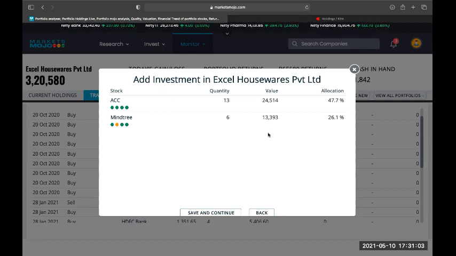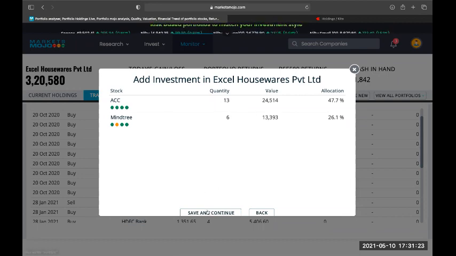So it is checking the parameters at this point of time. It is seeing that, looking at the existing portfolio today, if this amount of money has to be added to this portfolio, which are the 2 or 3 or 4 best stocks in which the money should be further added? And that's why it is advising you to only go with 2 stocks, ACC and Mindtree, to add further amount of money. So you just have to click save and continue.